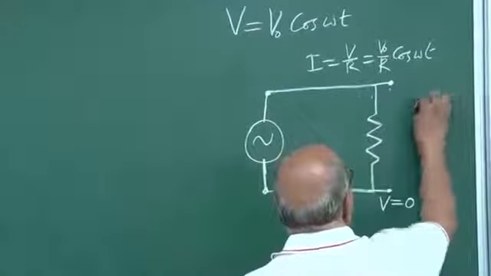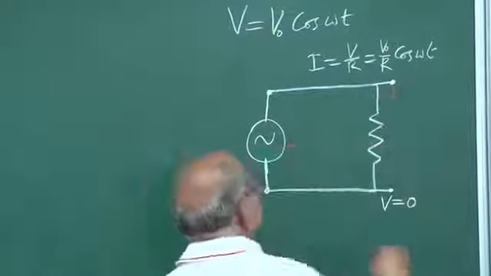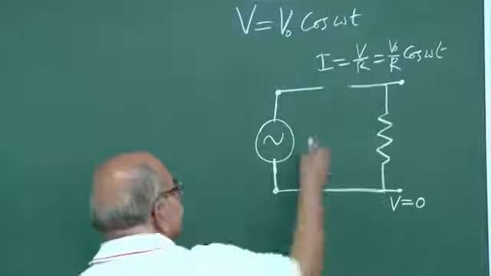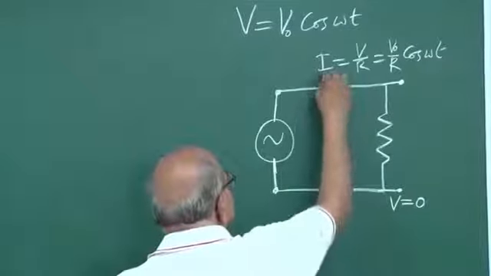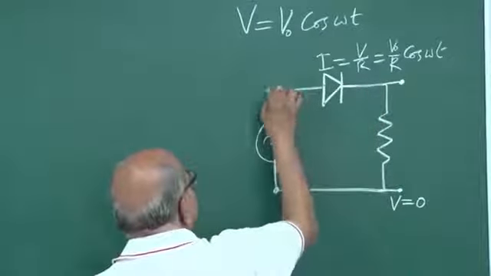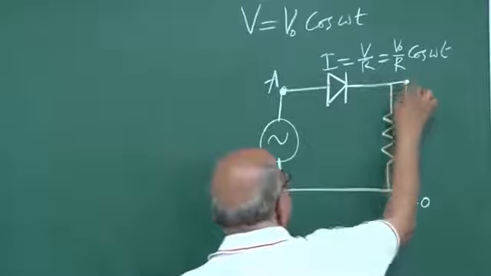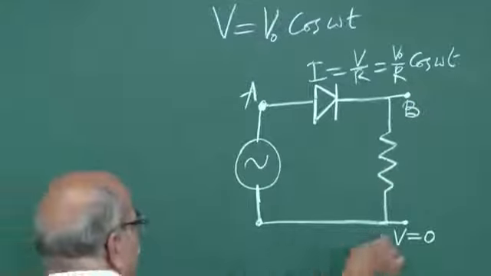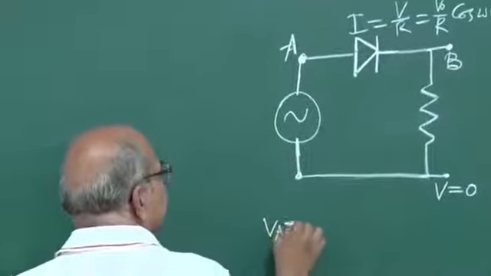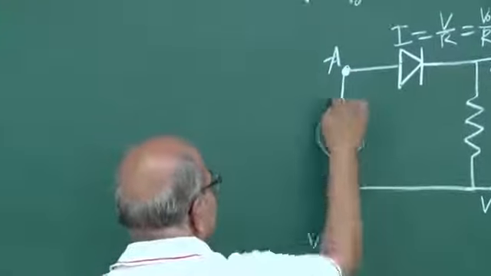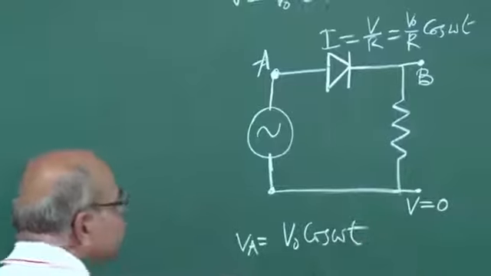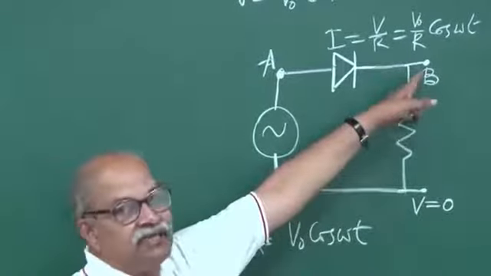Okay, so let me put a diode in between. Let me put just a PN junction here, and let me call this point A and this point B. This is 0, this is all 0. So what is VA, the potential at A? That will be just the potential of the source. So let this be V naught cos omega t, and the question is, what is VB?